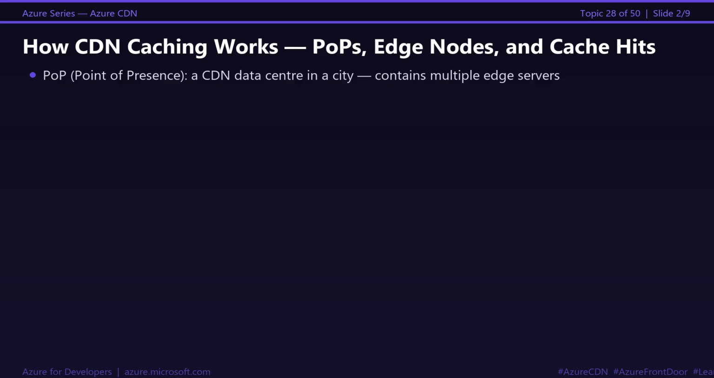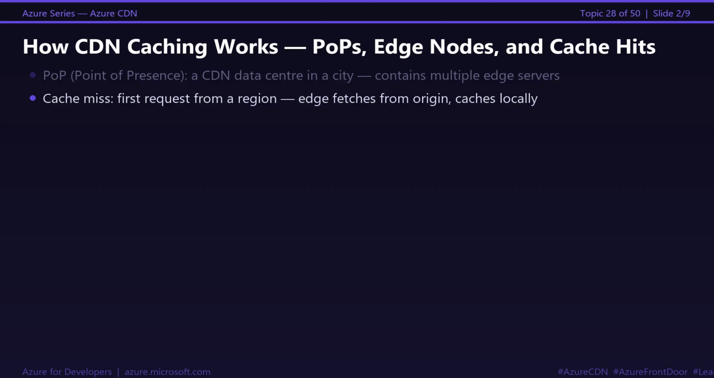Every subsequent request from Sydney, cache hit. The Edge node serves the cached content directly. Your origin server is never contacted. This is the state for 95% of your traffic.